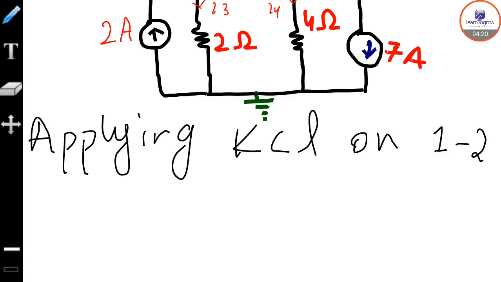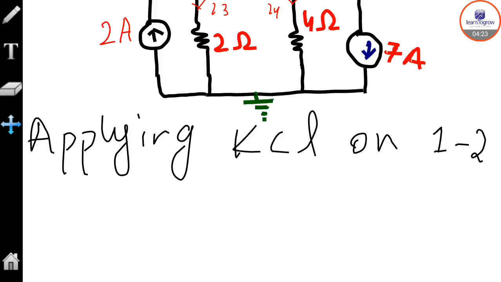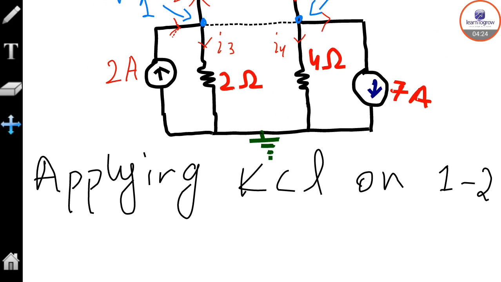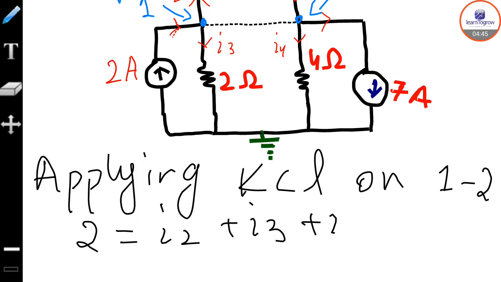Here, how many currents are entering and how many are outgoing? Only 2 amperes was entering, and I2 was going outward, and I3 also was going outward, I4 was also going out, 7 was also.